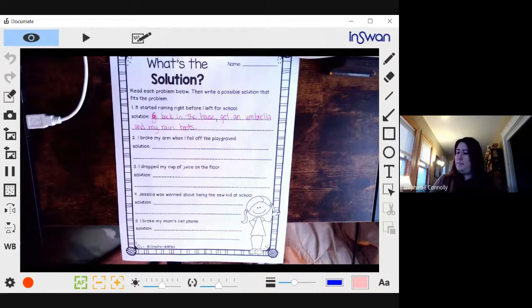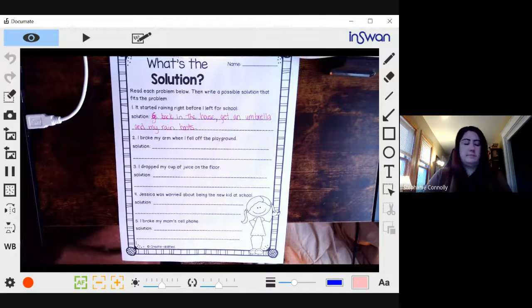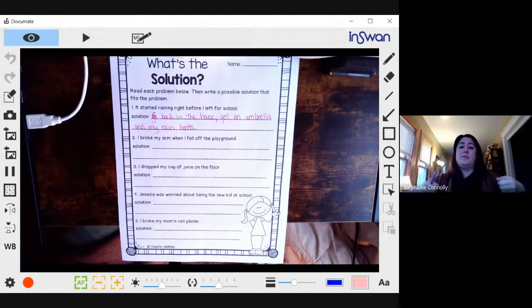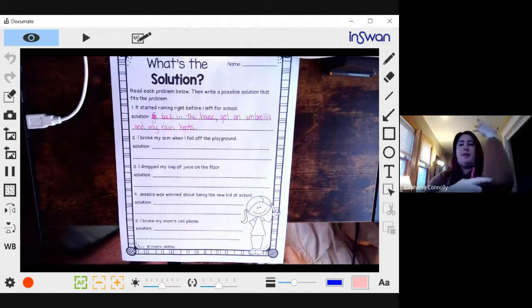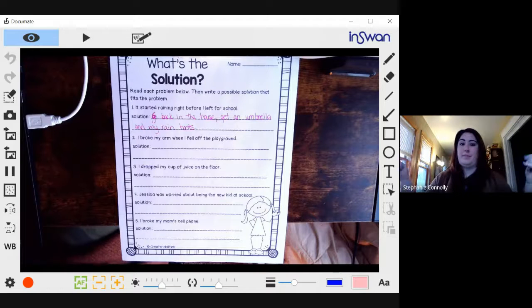Number 2. I broke my arm when I fell off the playground. Pause the video, write down your solution, and come back. Okay, so I actually broke my arm. I didn't fall off stuff in the playground, but I was carrying a bookshelf down a set of steps, and I was pulling it towards me, and it came towards me, and it pushed me down the steps, and I kind of jumped off the steps, and I ended up breaking my elbow and my wrist. So I did happen to break my arm.